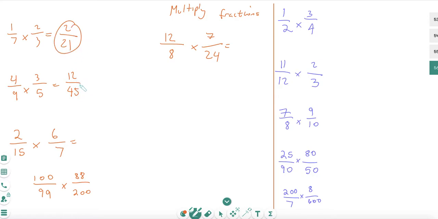What can we divide both these numbers by? 3. So divide by 3, which is going to be 4 over 15, and that's our final answer. 2 times 6 is 12. 15 times 7 is 105. We can divide both these numbers by 3.